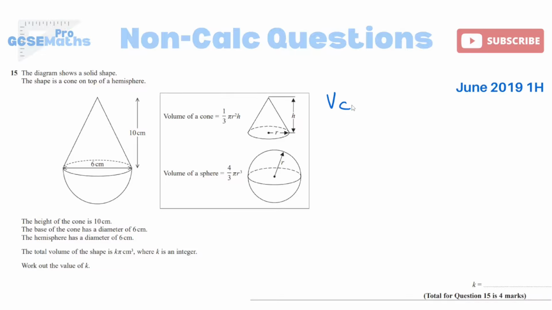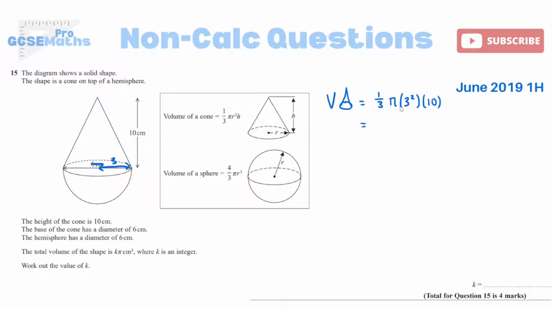So the volume, I draw it, of the cone is 1/3 pi. Now, again, be careful, r squared. So not 6. You might want to rewrite it just so that you remember on the diagram. It is actually 3, isn't it? Half of 6 is 3. 3 squared, and then times by the height.